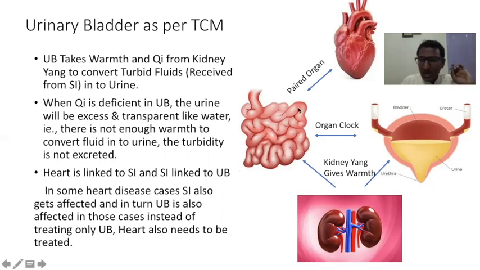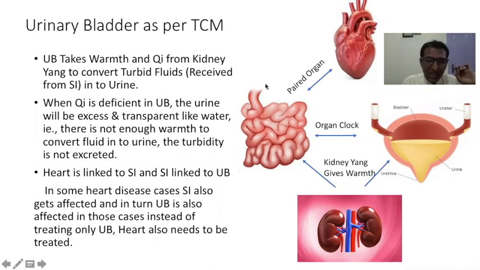I hope this part is clear. It is very important because in different protocols, for kidney yang deficiency and so on, you will see that one of the symptoms is clear urine. So if we are trying to diagnose based on urine, it is very important to know this part. If the urine is not having turbidity, meaning it is clear urine, we increase the kidney yang warmth. That warmth will convert the turbid fluid into proper urine.